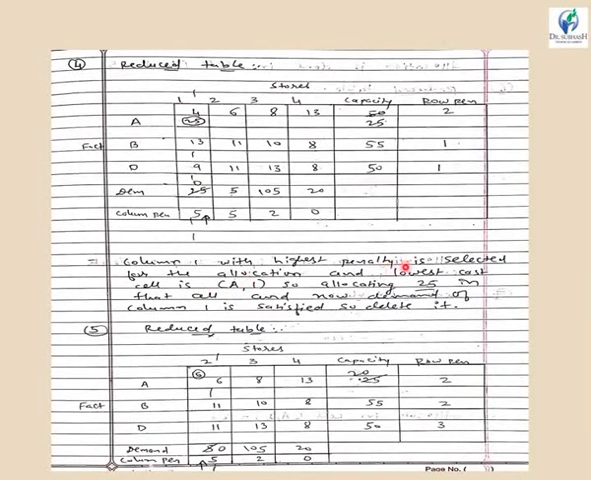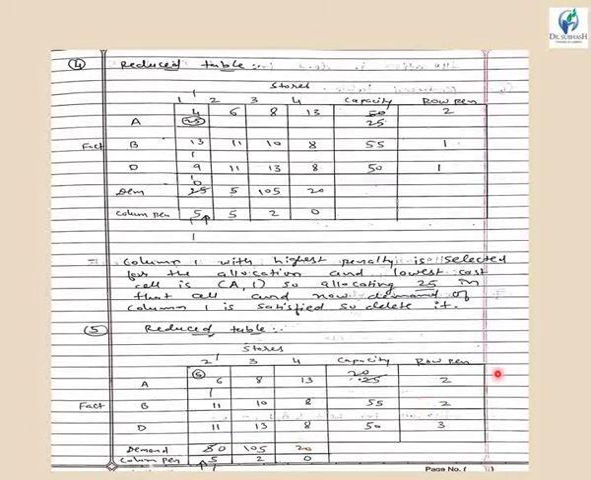So column 1 with highest penalty is selected and the lowest cost cell is A1, so allocating 25, and now the demand in column 1 is satisfied, so deleting it. So our reduced table will be like this, in which stores 2, 3 and 4 will be remaining. Similarly factory A, B and D, whose capacities are given at the end of the row, that is 25, 55 and 50. Store 2's demand was 5, which I have written over here, 105 and 20.